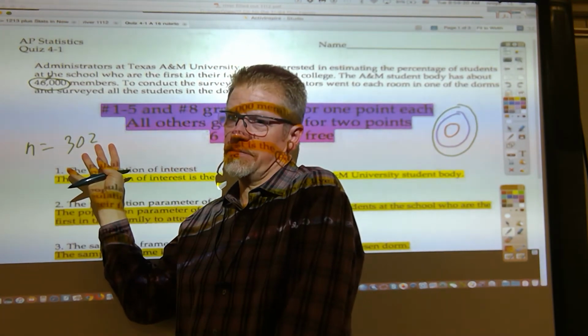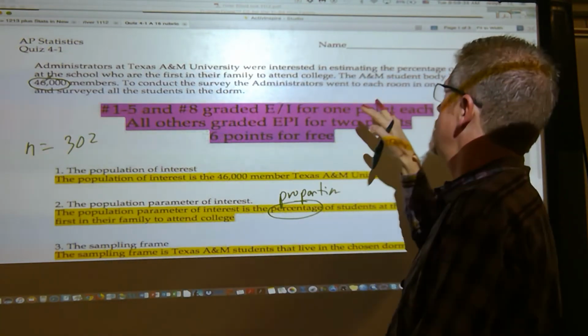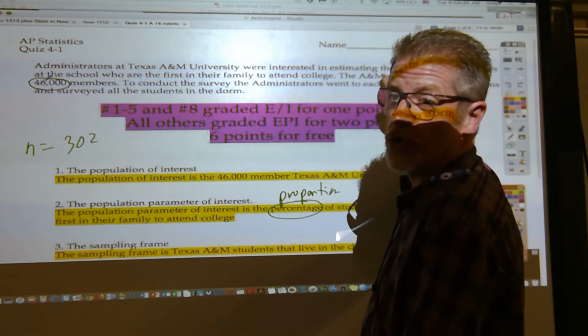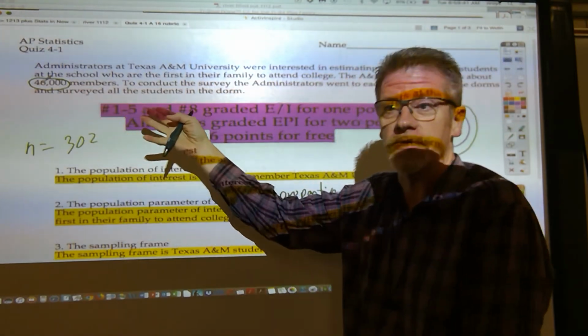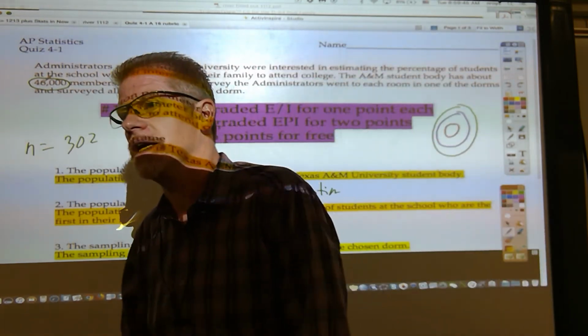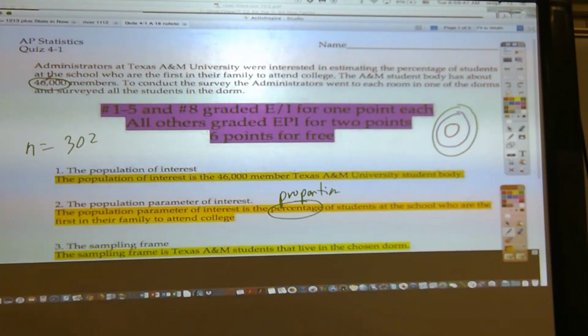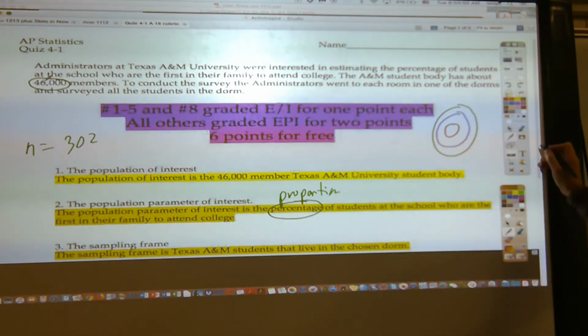302 is equally likely to be chosen. Even 302 students who are in a different dorm. And since that's impossible, since that has probability of 0 because of the sampling strategy they used, it cannot by definition be an SRS, a simple random sample. Because they just picked one dorm, it's no longer an SRS. Whether they picked it randomly or not, we don't have an SRS. All right, so great questions here. And sampling frame, okay.